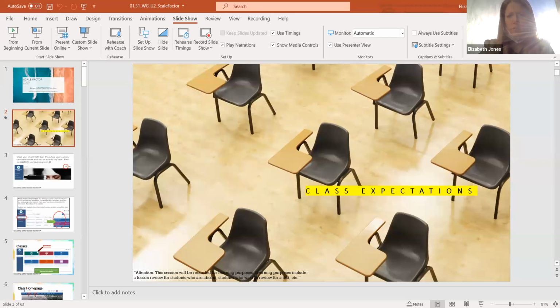Hey guys, I wanted to take a quick second. I know it's a little hard to see, but I wanted to do a quick review for our quiz this week. Let's go ahead and share screen, get scale factor. We're talking about scale factor, and we're talking about triangles.